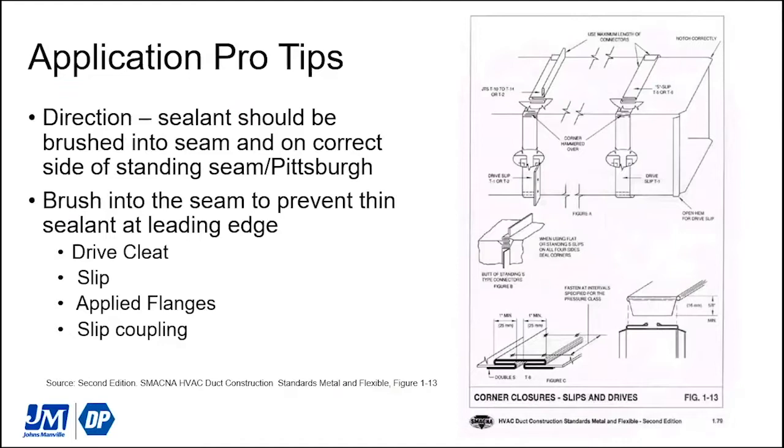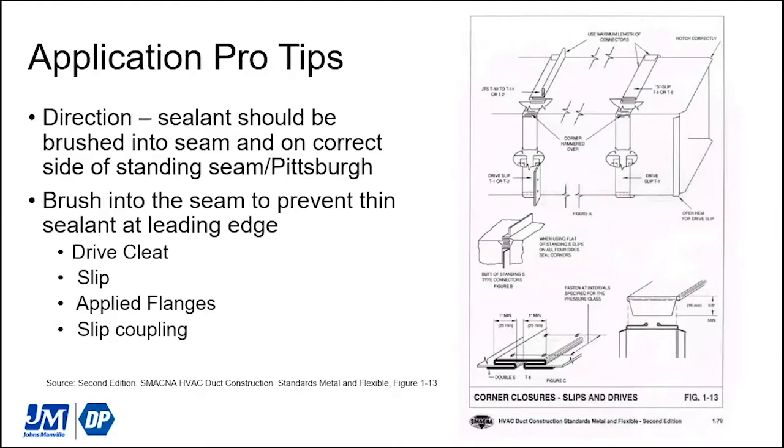What happens is that leading edge of the slip will end up with that paper thin sealant, and you end up trying to bridge that gap. So when I say direction, ideally what you do is you brush or caulk the duct sealant into the seam and try to push it into that gap, and that fills that gap and ensures a good seal.